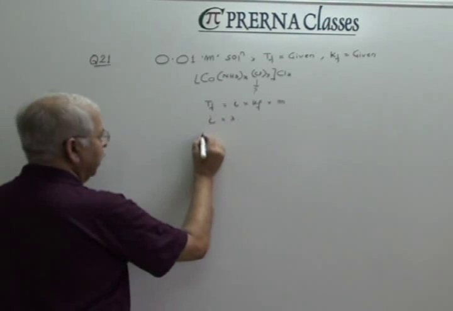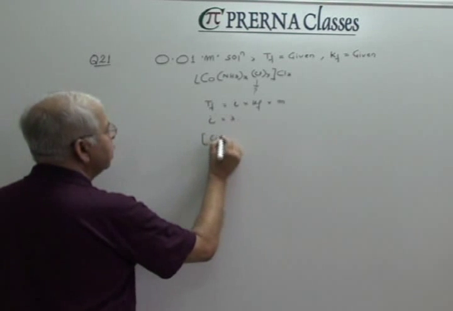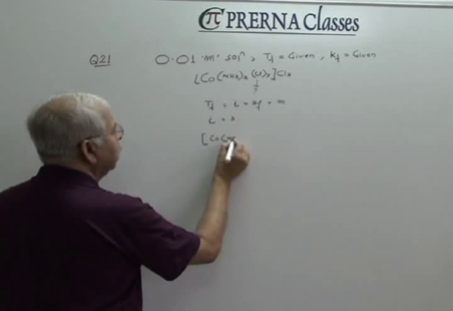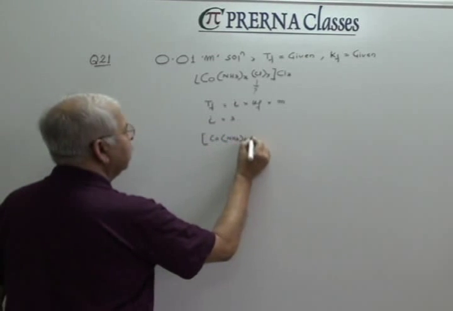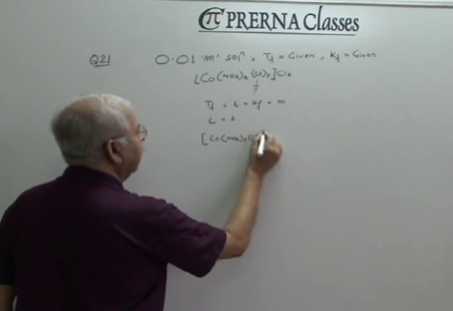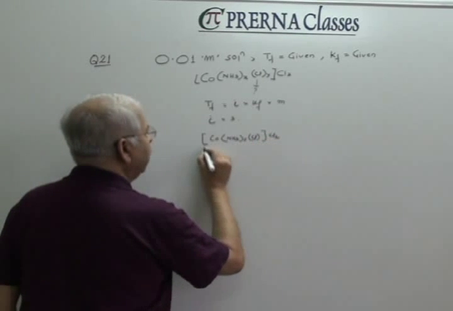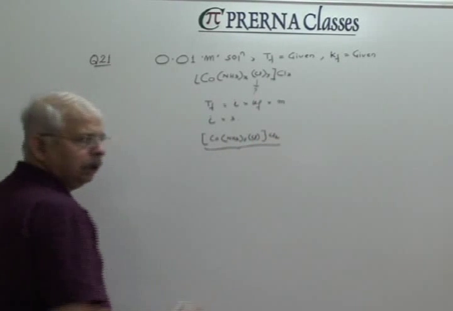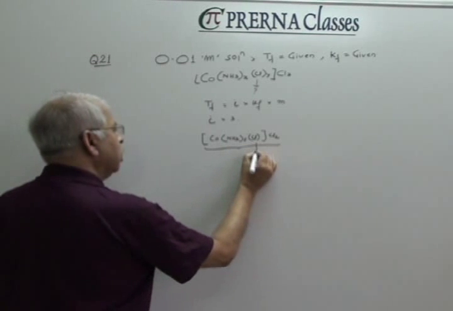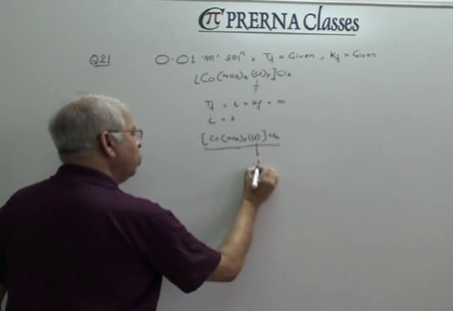This is only possible if your complex is [Co(NH3)5Cl]Cl2. Then only you get i equal to 3. So your answer is Y equal to 1.